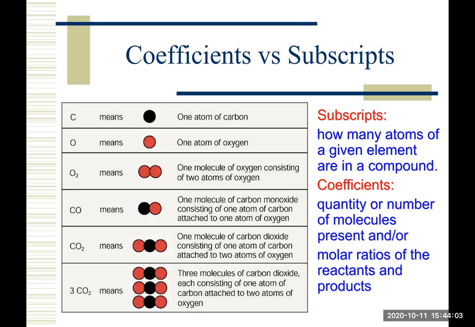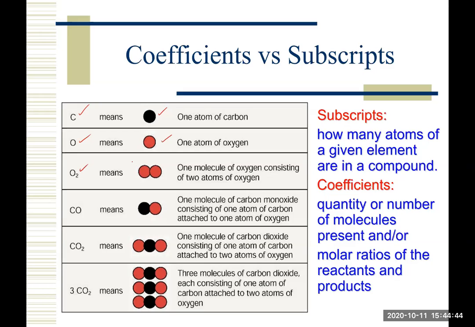Let's look at coefficients and subscripts a little more closely so we get a stronger understanding of how we don't cross over between subscripts and coefficients in terms of balancing chemical formulas. We use subscripts in chemical formulas, and in chemical reaction equations we use coefficients. We don't cross over. So if we had just C written down, we know that means that we have just one atom of carbon. If we have just O written down, we know that represents one atom of oxygen.